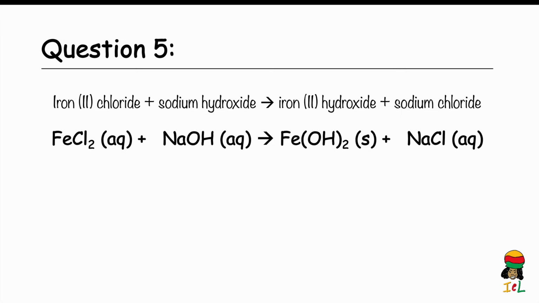Question 5 involves balancing a double displacement reaction in which an aqueous solution of iron(II) chloride reacts with an aqueous solution of sodium hydroxide to produce iron(II) hydroxide solid, also known as a precipitate, and an aqueous solution of sodium chloride. And for emphasis, note that when 2 ionic solutions react and a solid is formed, that solid is called a precipitate.